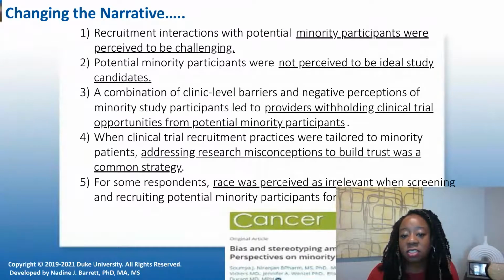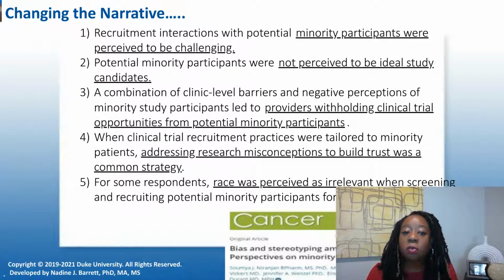This study started to change the narrative because the research teams, in qualitative interviews, talked about how minority participants were perceived as being challenging to work with, so they oftentimes just don't ask them to participate. Some of the PIs said they're not perceived to be ideal study candidates, and when probed why, there was not much clarity. Providers were also withholding clinical trial opportunities from potential minority participants or underrepresented race and ethnic groups because they thought clinical barriers or other factors might be a problem. And this is before they looked at the person's full profile or even talked to the patient about it.